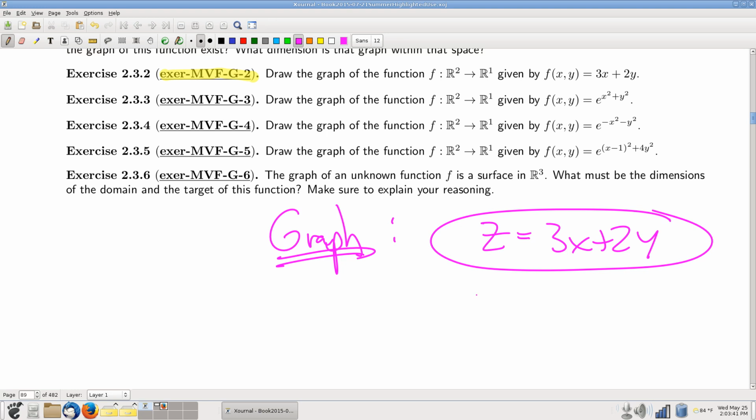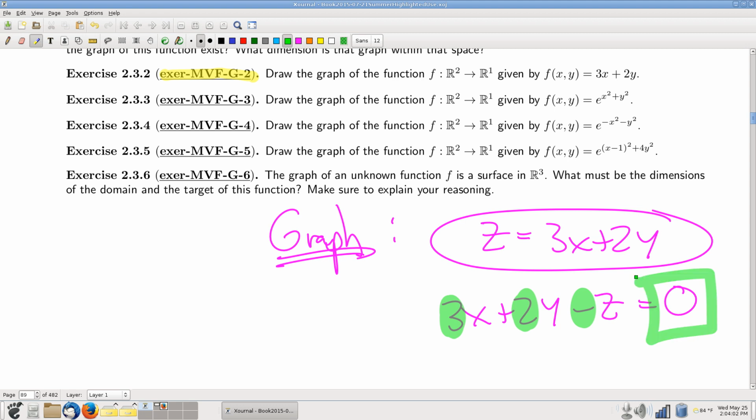Because you could rewrite this as 3x plus 2y minus z equals 0, an equation of a plane. So we know it's a plane. We know the normal vector is 3, 2, negative 1. And you know it goes through the origin. And so that's enough information to draw what the graph looks like.